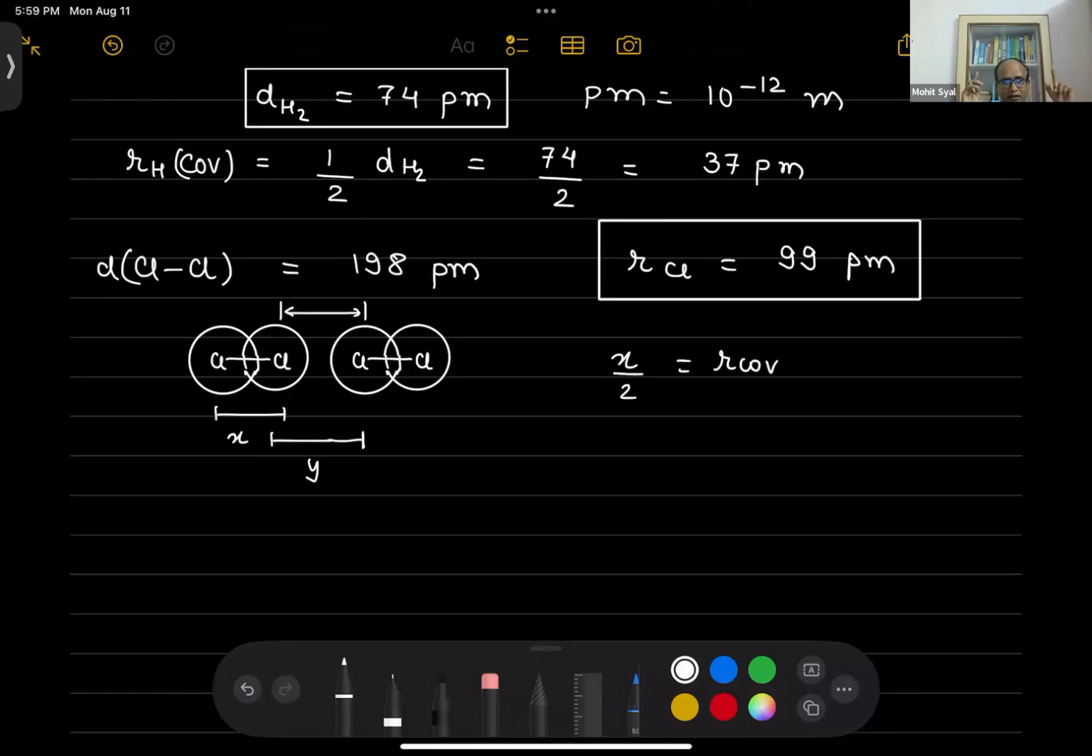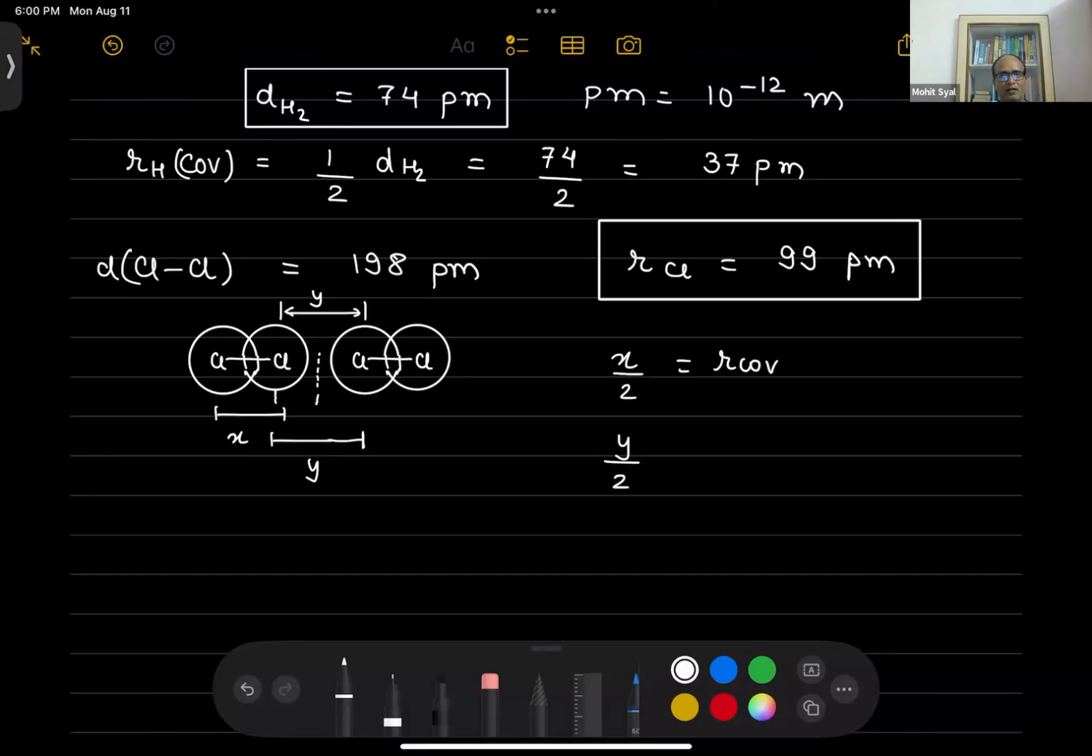But if you take two atoms which are not bonded to each other, the two chlorine atoms, the distance is Y. Got it? And this is Y by 2. Y by 2 will be around this much. It will be slightly more because they are not bonded. They do not come as close as exactly bonded atoms do.